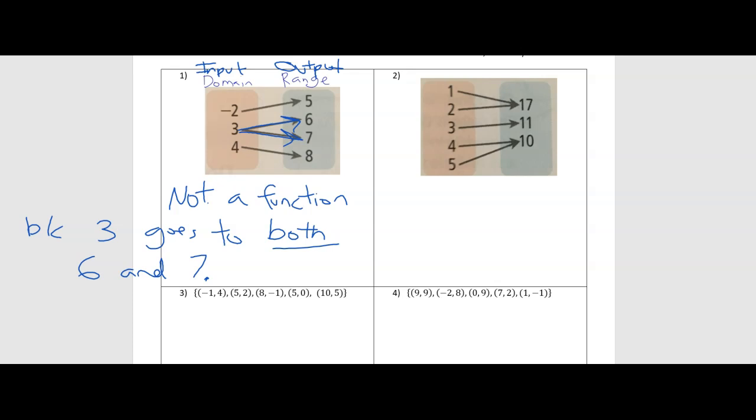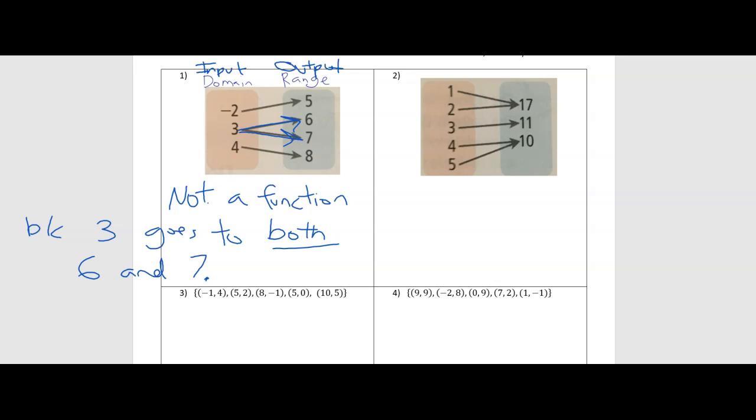Another way you could also say instead of goes to both, you could say is mapped to both. When we're talking about inputs going to outputs, we can say an input is mapped to a different output. That's another vocab word you may hear thrown around. Mapping just means we're taking an input and mapping takes that input to a specific output.